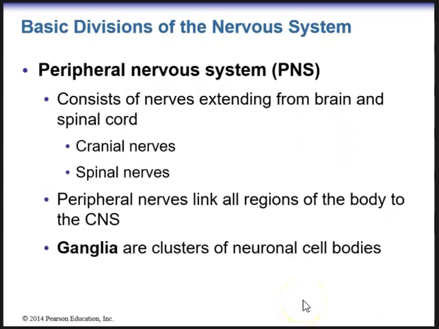The next division of the nervous system is the peripheral nervous system, also known as the PNS. The peripheral nervous system consists of nerves extending from the brain and the spinal cord, and these are the cranial nerves, so we have 12 cranial nerves, and the spinal nerves. The peripheral nerves link all regions of the body to the CNS. And then we have special structures called ganglia. Ganglia are clusters of neuronal cell bodies, and these are found in the peripheral nervous system.